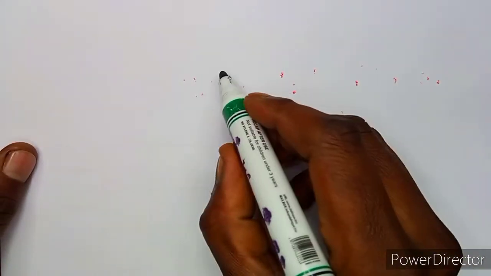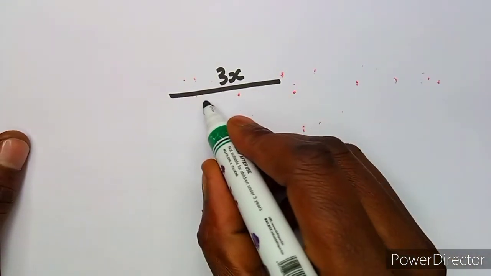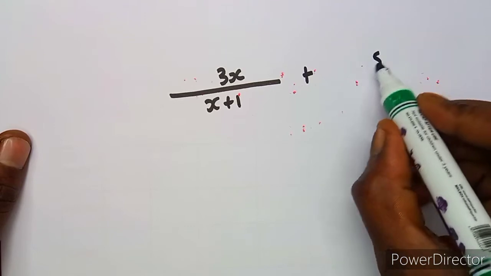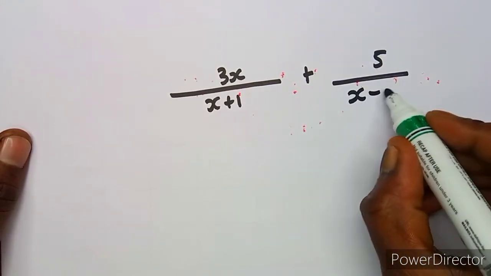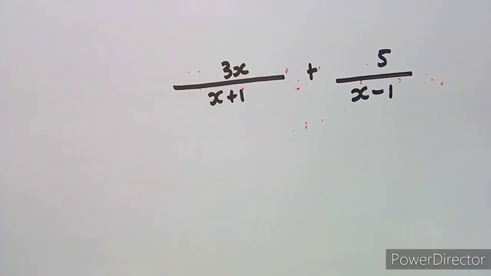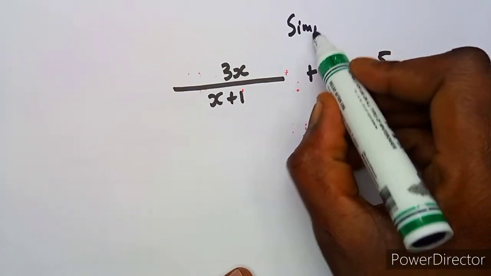So I'm just going to explain a few examples and questions on this type of question. I'm going to start with this question here. It's 3x over x plus 1 plus. The question will ask you to simplify. I want us to work with a basic question so that we understand what is happening here. We are given these two fractions and we are asked to simplify.